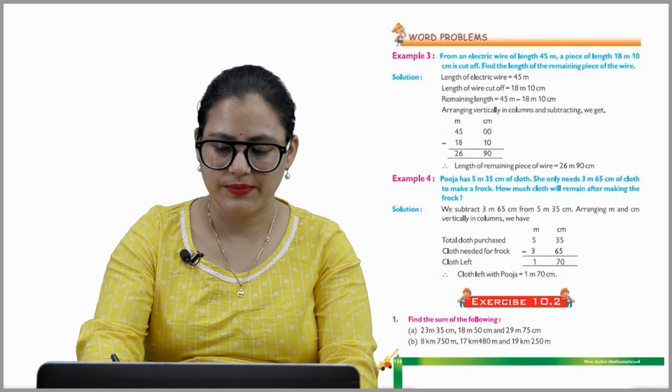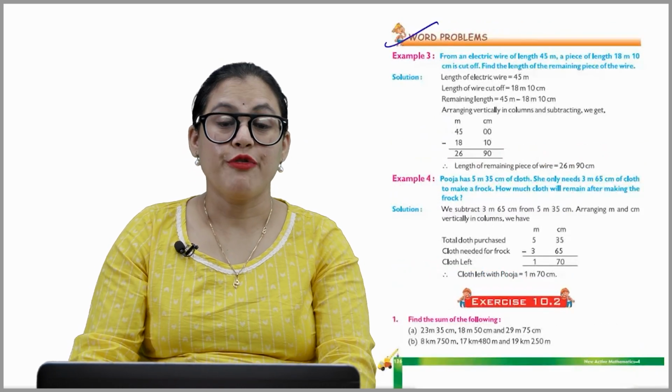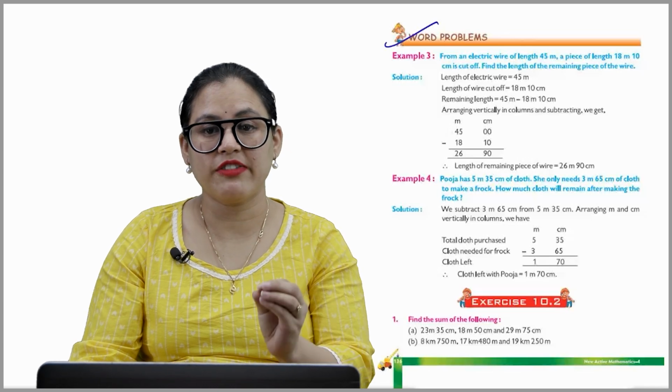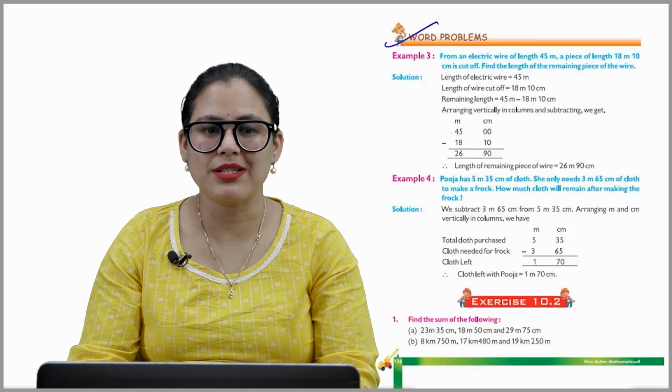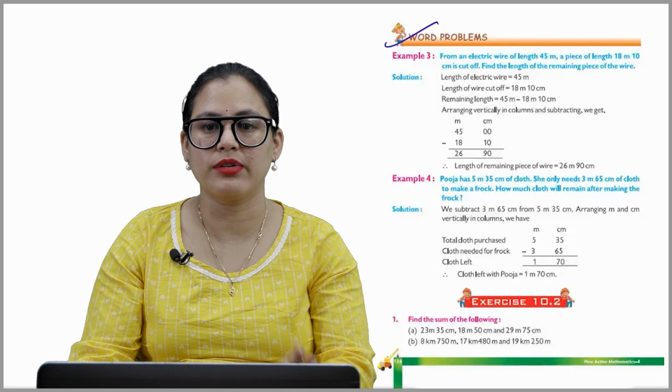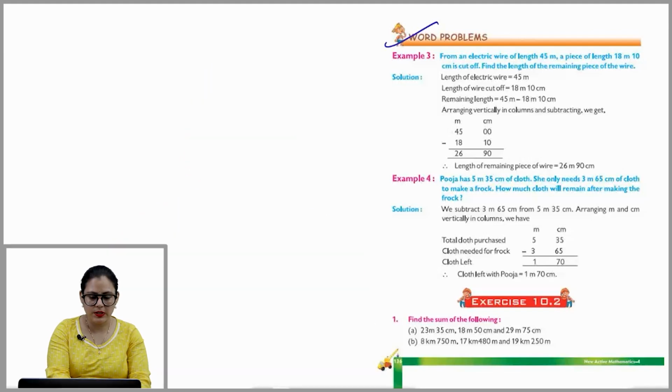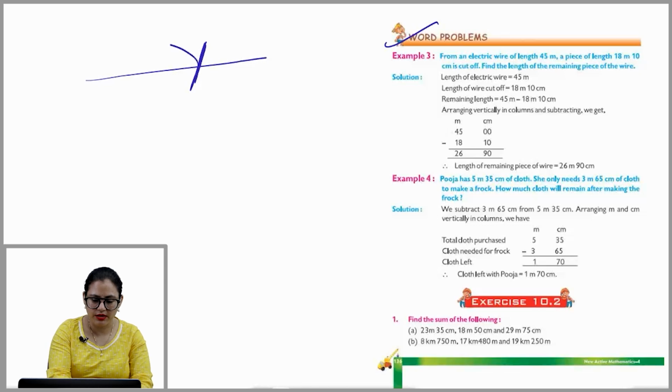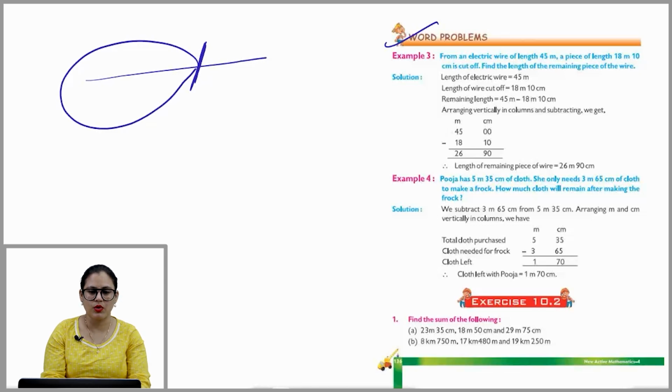Word problems. Example, from an electric wire of length 45 meter, a piece of length 18 meter 10 centimeter is cut off. Find the length of the remaining piece of the wire. Suppose this is the length of the wire. Some length has been cut off. Now we have to find the remaining length of wire. So how will we find this? What will we do? We will subtract this length from the total length. Okay. So the total length is what? 45 meter, and we have to subtract this, right?